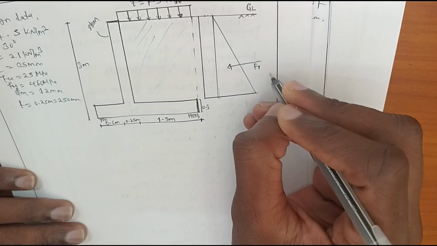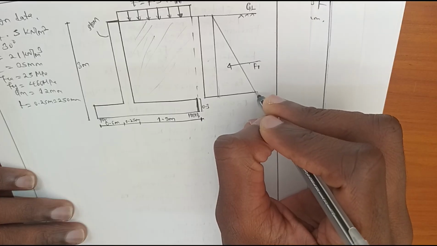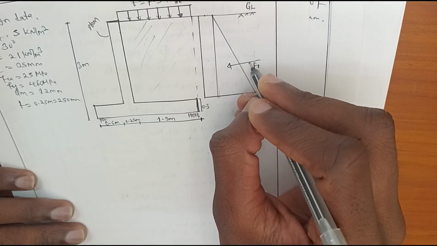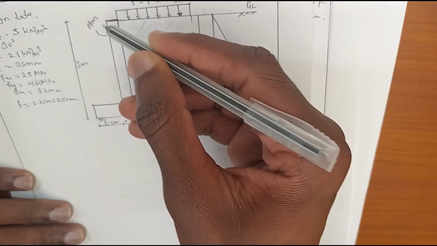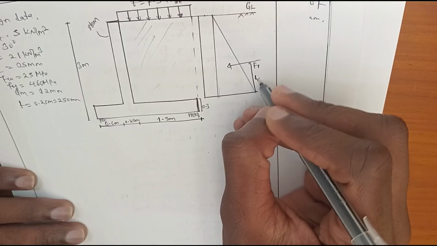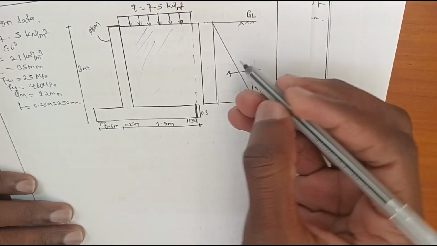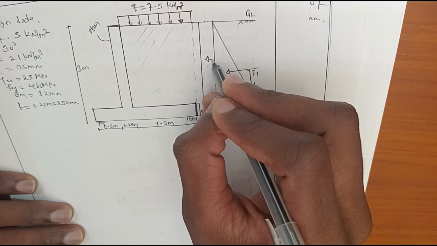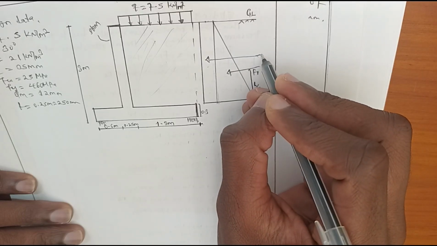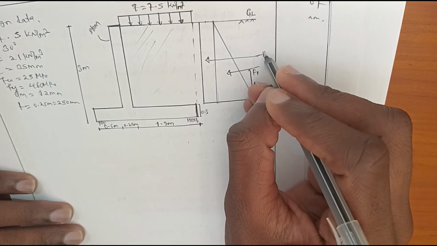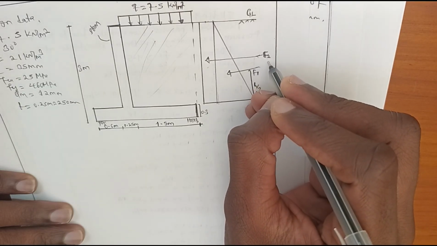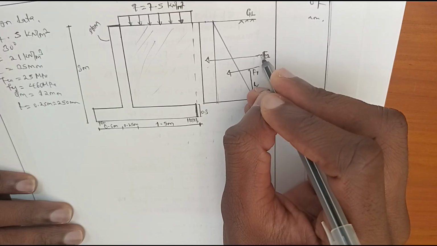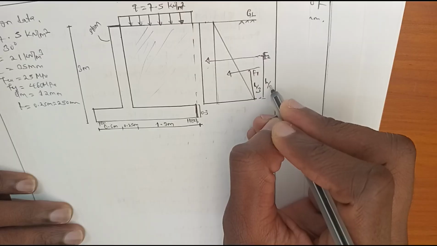Let's call it force one, and the perpendicular distance from the base up to where this horizontal force acts is obtained by taking h, the height of this stem, divided by 3. And also the pressure diagram due to surcharge gives a horizontal force. Let's say this is F2, and the distance from the base up to where this horizontal force acts is obtained by taking h, the height of the stem, divided by 2.